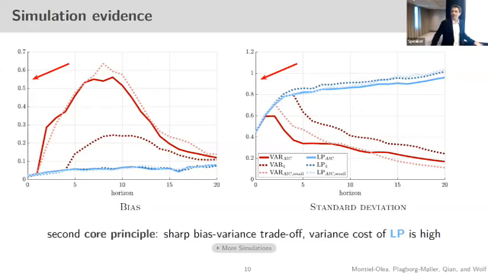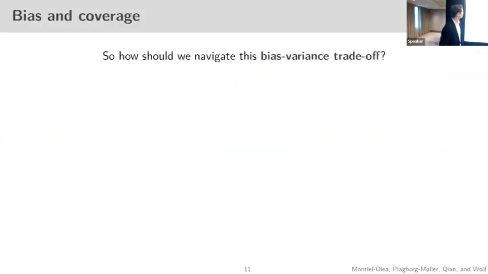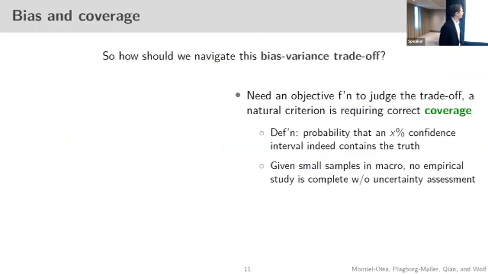Okay. So now, the final thing we need to do is put in an objective function, a criterion. How do we, as practitioners, want to trade off bias and variance? Well, here's the criterion we have come up with in our most recent work. It's what we think is a quite natural criterion. It's requiring correct coverage. By that, I mean you construct confidence intervals. You say they contain the truth 90% of the time, then they'd better contain the truth 90% of the time. Given the large uncertainty that we face as applied macroeconomists and the short sample sizes, uncertainty assessments are a really important part of what we're doing.